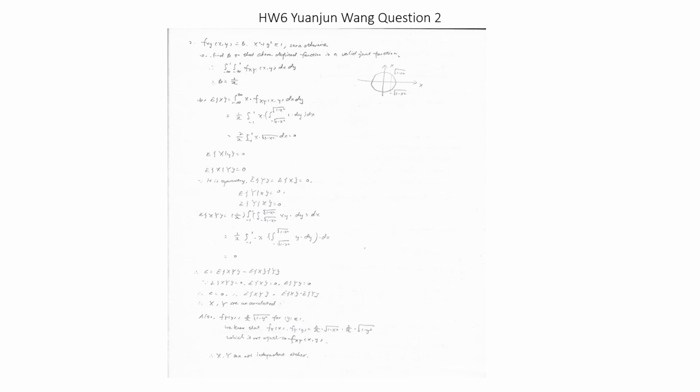So we know E of XY is equal to E of X times E of Y, which proves that X and Y are uncorrelated. Now we also know that f_Y of y is equal to 2 over pi times the square root of 1 minus y squared, for absolute value of y smaller than 1, and we know f_X as well. Now we know that f_X of x times f_Y of y is not equal to f_XY of x, y. So we know that X and Y are not independent either.